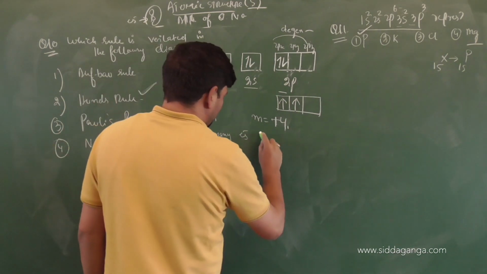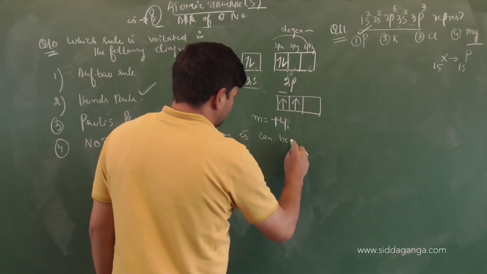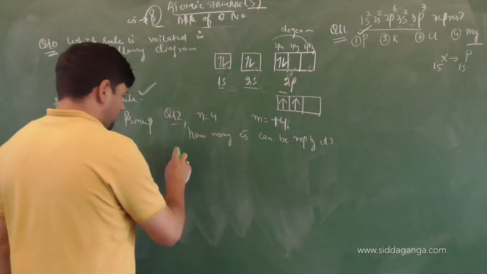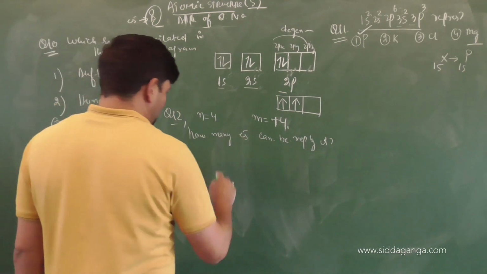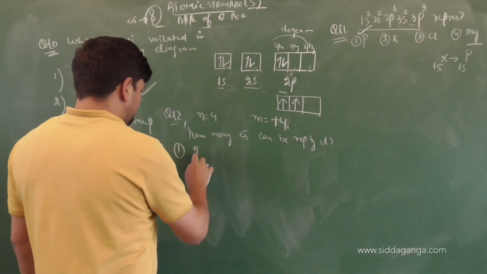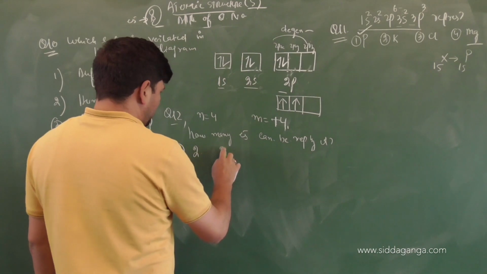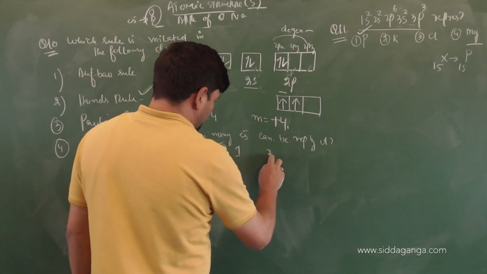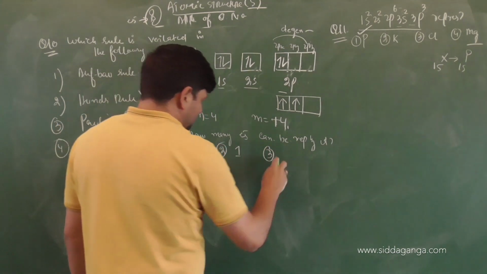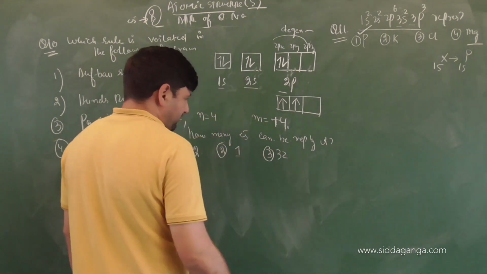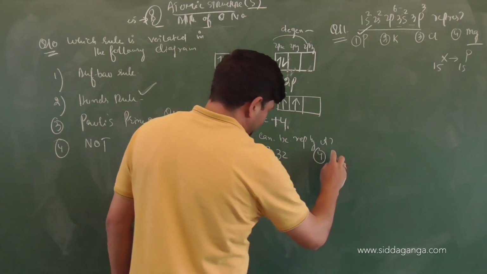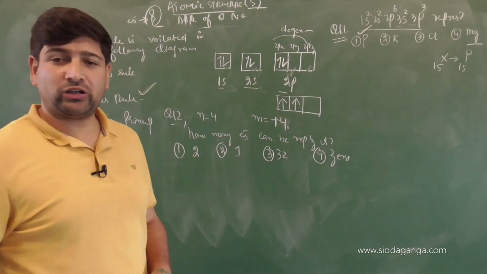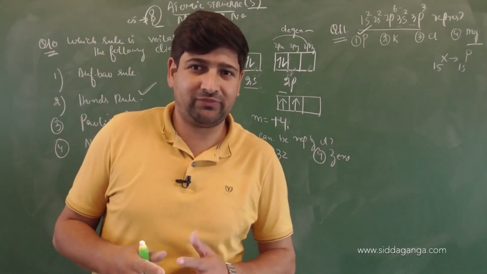How many electrons can be represented by it? Options are 2. Option 2 is 1. Option 3 is 32 and option 4 is 0. I said quantum numbers are quantifying numbers of an electron.